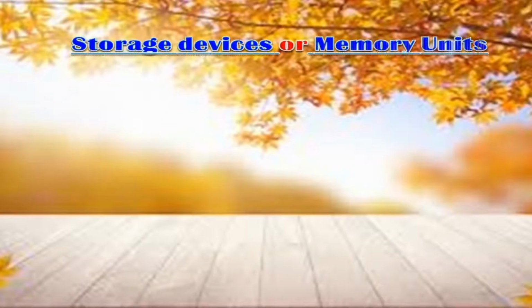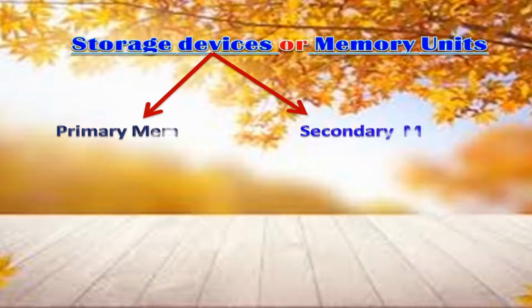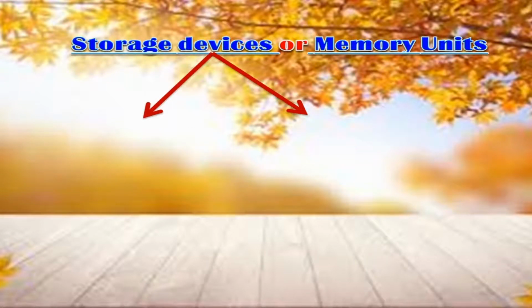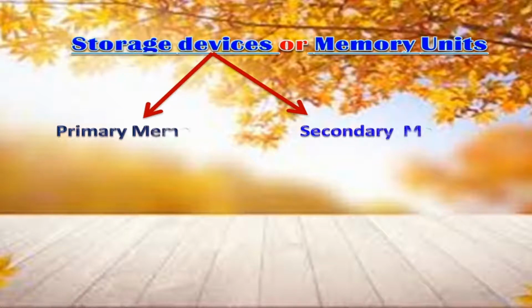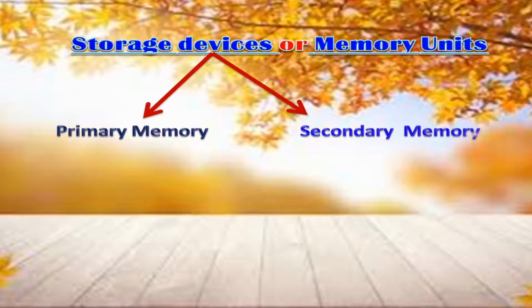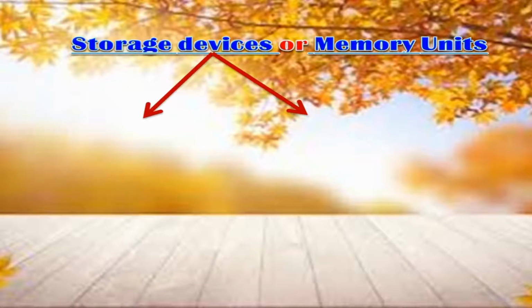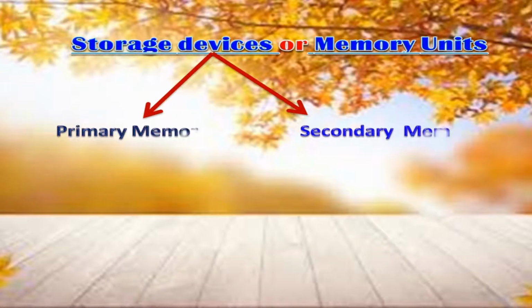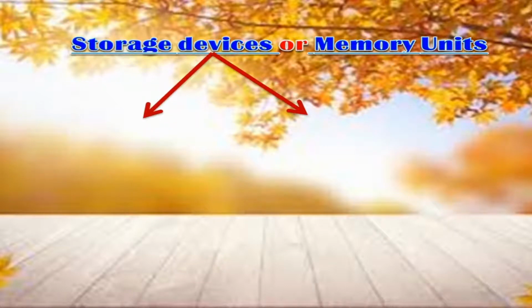Storage devices are also known as memory units, and they are an integral part of a computer system. There are two types of computer memory, primary memory and secondary memory. Primary memory is the main memory of the computer. It is present on the motherboard. Inside the CPU box, there is a circuit board. That circuit board is known as the motherboard. So, primary memory is fixed on that motherboard. But the secondary memory we can keep outside the CPU box.